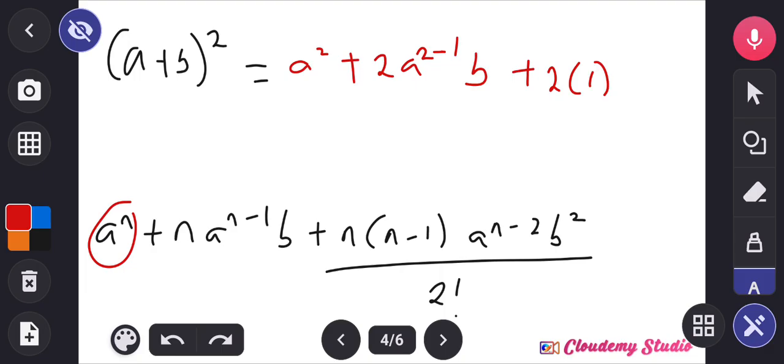Now a, what is my a? That is a raised power n minus 2, that is 2 minus 2, therefore I'm having b squared, everything divided by 2 factorial, which is the same thing as 2 times 1.